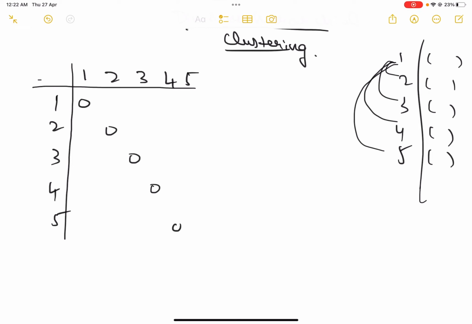Right. So now calculating the distance, let's say this is 2, this is 6, this is 5, this is 10, this is 9, then 3 to 4 to 3 is 4, 9, 8, 5, and 3. Let's say this is the distance matrix that we have.